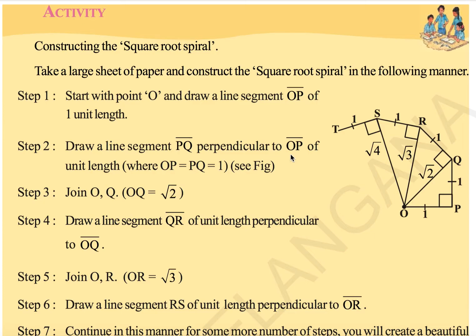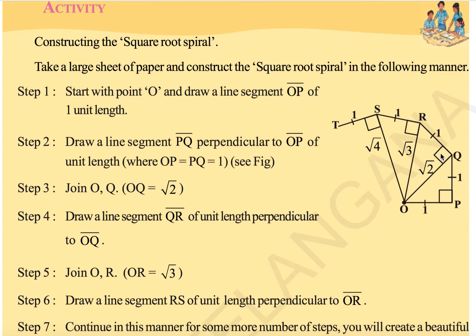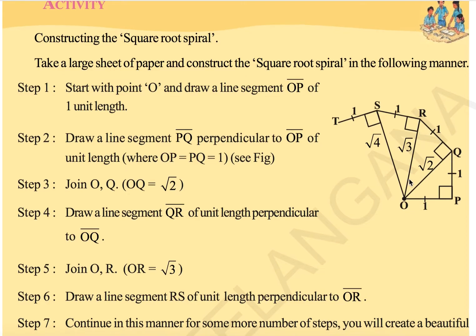Start with point O. From here, draw a line segment OP of unit length. Draw a line perpendicular to OP, that is PQ, at a unit length. Now join OQ. OQ is your root 2 now. Now draw a line segment QR perpendicular to OQ, with a unit length. Now join this R to O.